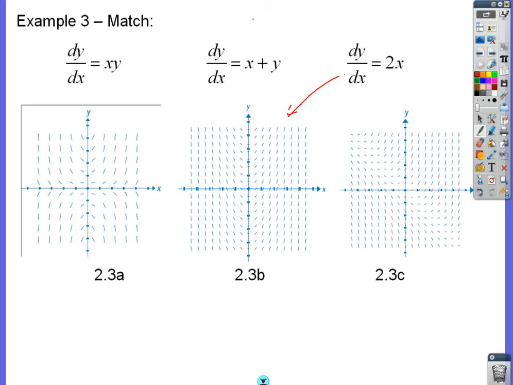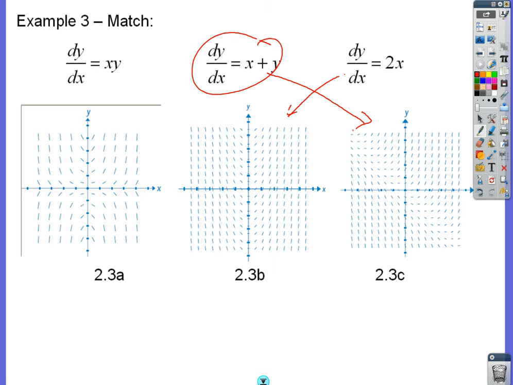Now I have to think again, where does that happen? Well, it happens in quadrant 2 and quadrant 4. All of a sudden I have this line of zeros, because when X is 2, Y is negative 2. And over here, when X is negative 2, Y is positive 2, it's going to get a 0 for a slope. Oh, so that's why this one goes over here.